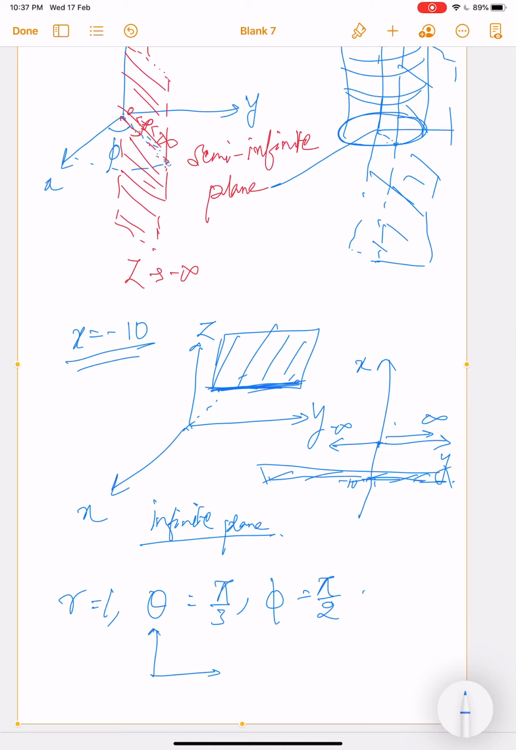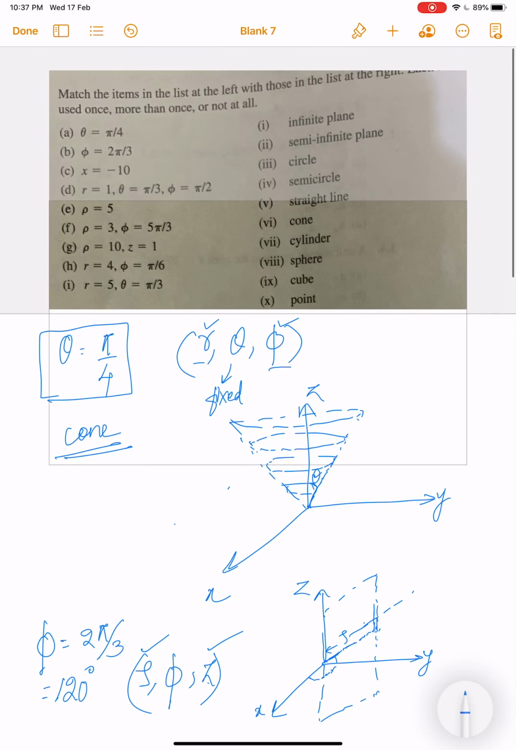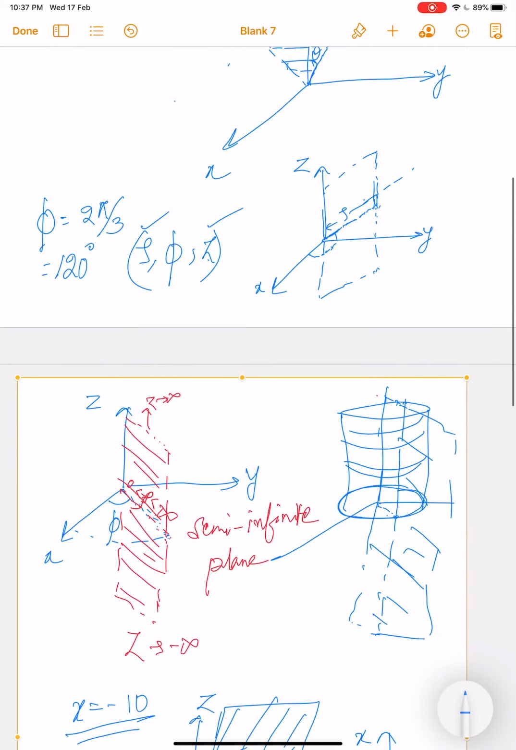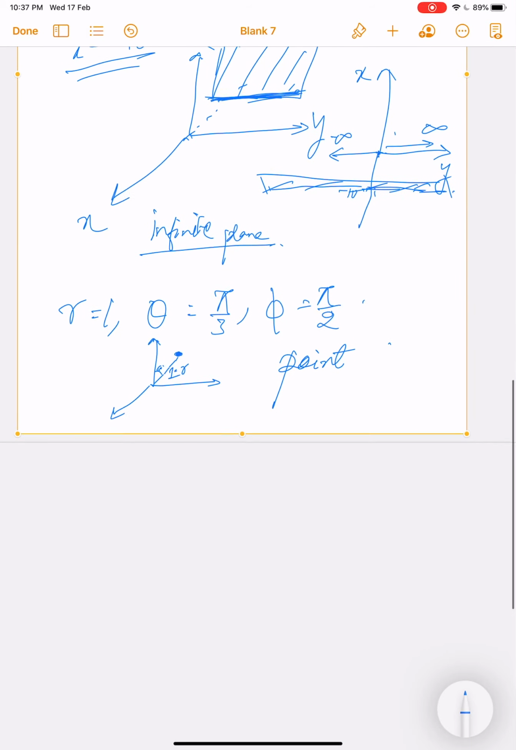So theta is given as pi by 3, that is 60 degrees over here, and phi at about 90 degrees, and this r is 1, somewhere at 90 degrees. Okay, you'll draw it. So this point you can say is this. Okay, so it's clear over here. If all the three coordinates are given, then nothing to think about it, it's a point. The next is rho is equal to 5.